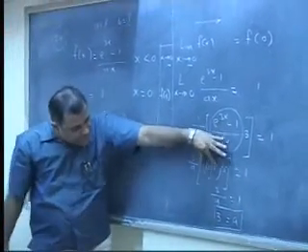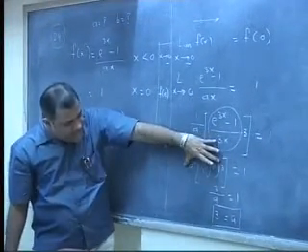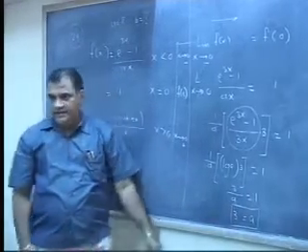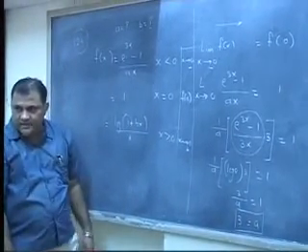Please check it. Log of e is 1, so 3 upon a is 1. Cross multiply, a is equal to 3. Do you understand this properly?